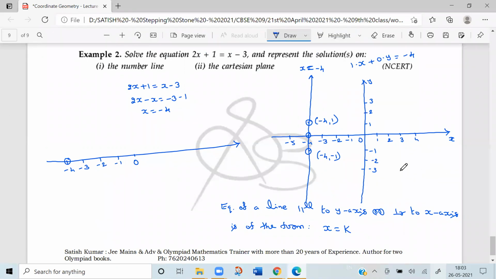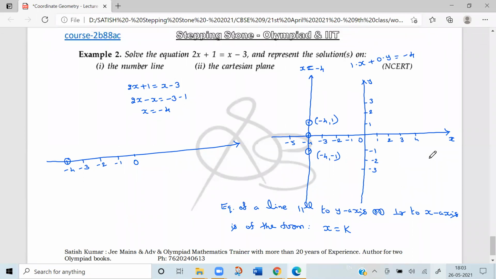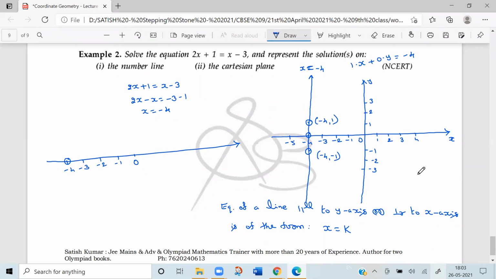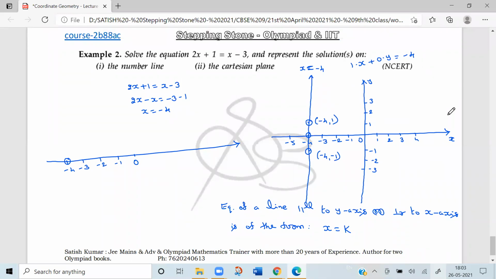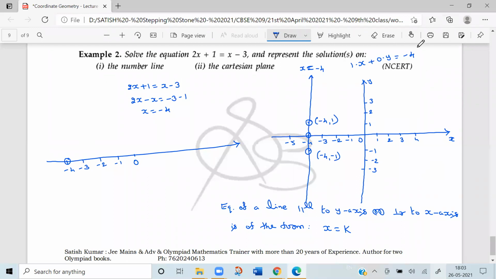So I hope you understood how to plot a linear equation in two variables and how to identify the line parallel to x-axis and parallel to y-axis. In the next class, we'll discuss some objective questions. Okay, fine. We'll continue in the next class.